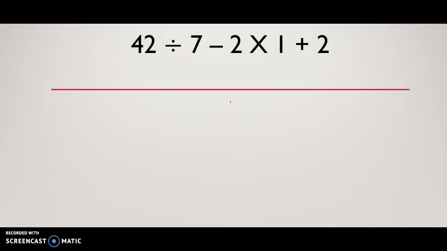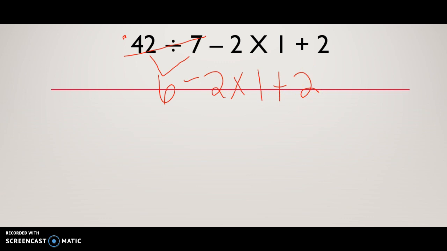Okay, next problem. I do not have any parentheses, brackets, or braces this time, so I move on to step 2. I do not have exponents. Move on to step 3. I'm looking for multiplication and division starting at the front of the problem. So the first thing I come to is 42 divided by 7. Okay, multiplication facts, 7 times what gives you 42? That would be 6. Cross out what you did, bring down the rest of your problem.